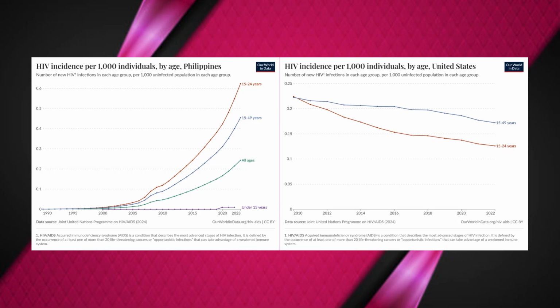In the United States, these lines are in steady decline. Notice how the 15 to 49-year age group is higher than that of the 15 to 24-year age group. This is the United States data and the Philippines data.